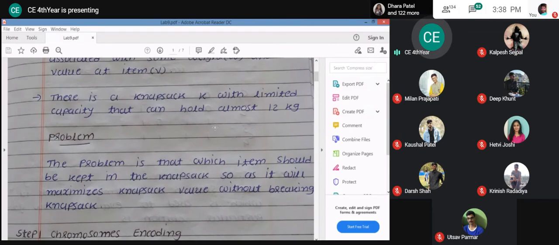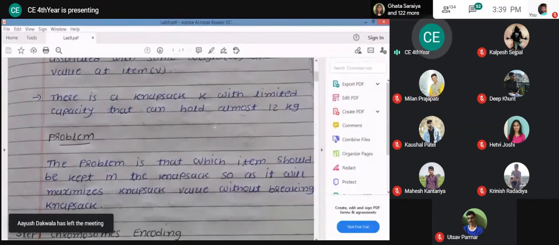Once the selection is done, crossover is applied. After the crossover, mutation is applied. Mutation is optional; if you want to apply it, you can. The process is repeated until some termination criterion is satisfied, and once the condition is satisfied, termination is done. So these are the steps of the genetic algorithm: population initialization, fitness function, selection, crossover, and mutation if required. These are the steps we discussed earlier.